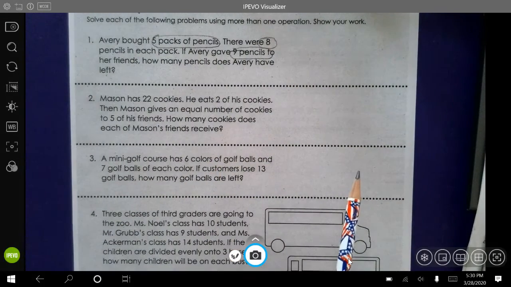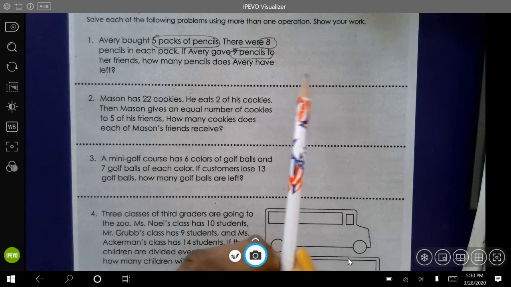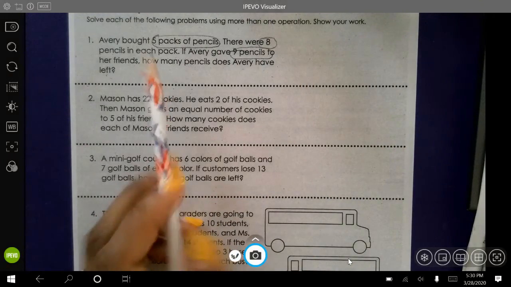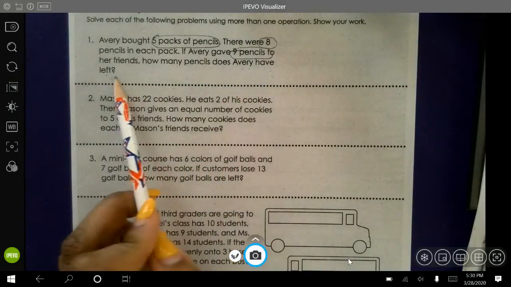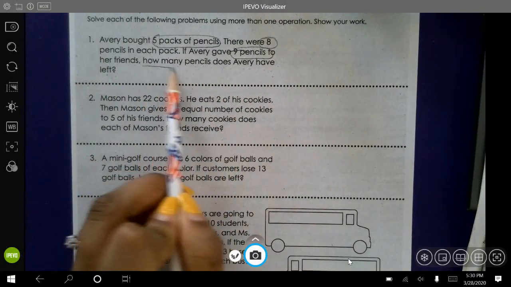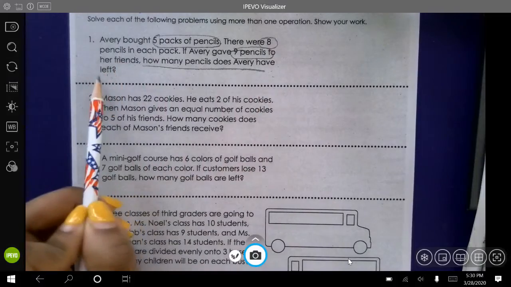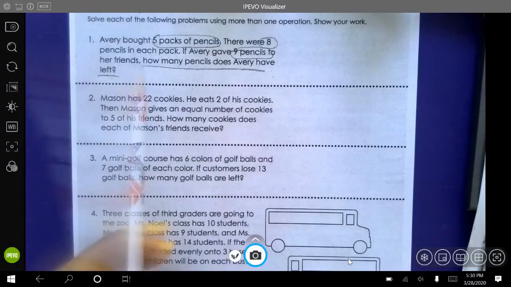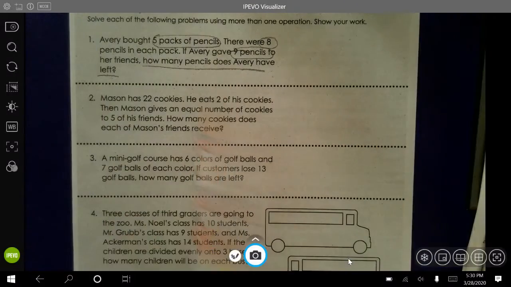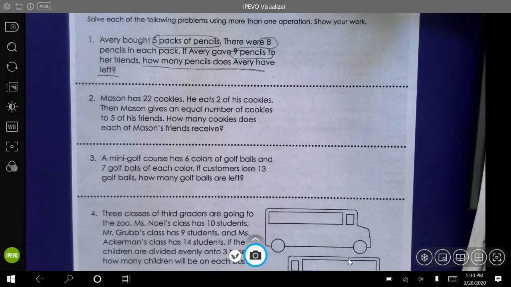The next thing says underline the question. So our question is usually going to be towards the end of it, and it's asking how many pencils does Avery have left? This is what's important. That is what the question is asking us. So once we come up with a plan, our solution is going to answer this question. Next, it says box action words.